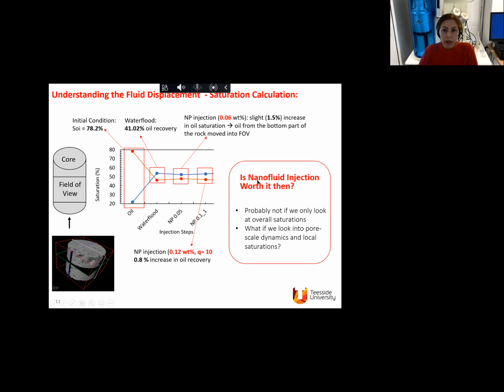So we thought about this and we basically asked ourselves this question: if this is the case, is it really worthwhile planning and performing a nanofluid injection, given that it involves quite a lot of cost and planning and everything? Is it worthwhile doing this if it's not really impacting the overall oil saturation that is remaining in the column? So if you are judging just based on looking at the images that were collected at the end of each step, you probably would say no.